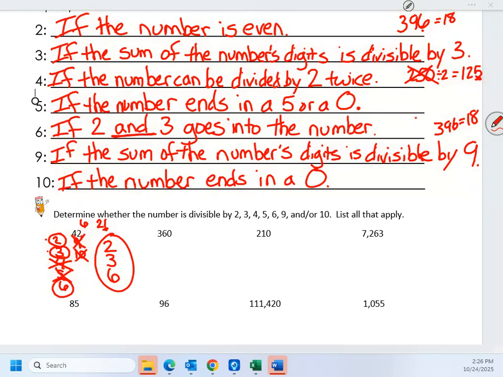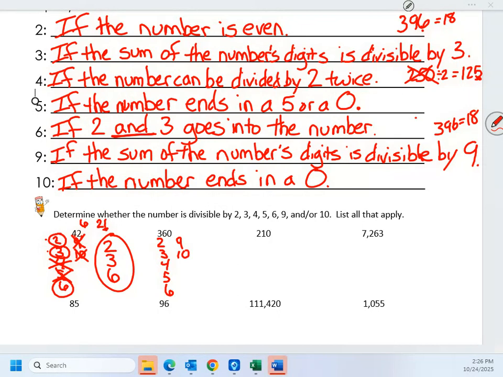Let's do one more together. Look at the 360. So I'm going to write all of my numbers, 2, 3, 4, 5, 6, 9, and 10. So I'm going to go through each one.